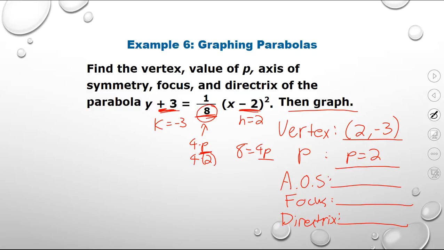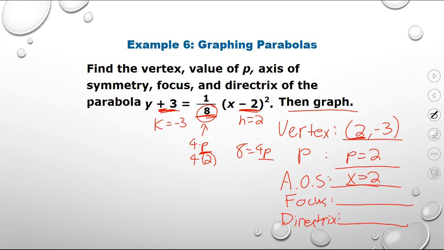Now the axis of symmetry, we talked about this way back in the day, but the axis of symmetry is the same as the x value in our vertex. Well, that's the case for a vertical parabola at least. This is a vertical parabola because it is y on the left side, x in parentheses. So the axis of symmetry is going to be x equals 2. Okay, because that's the x value in the vertex, and that's always the same as the x value in the vertex for vertical parabolas anyway.